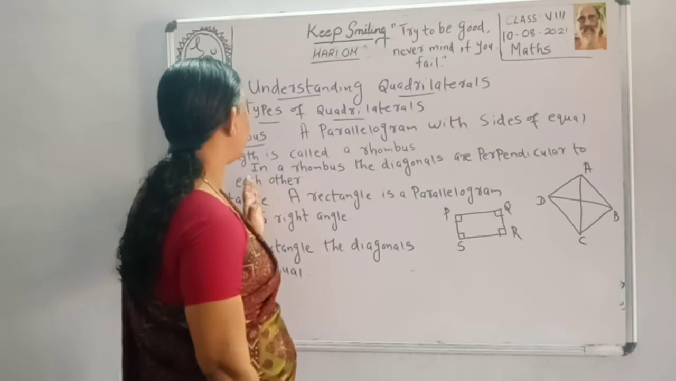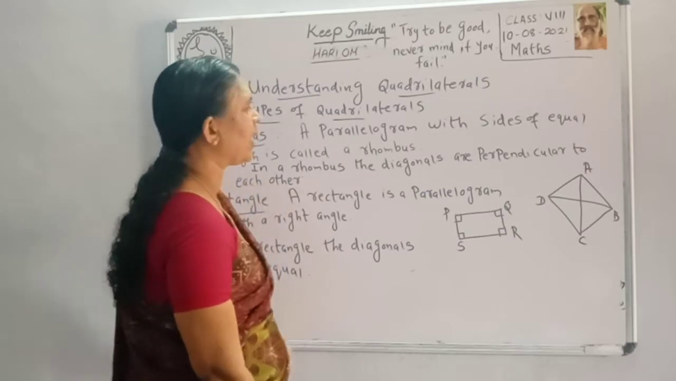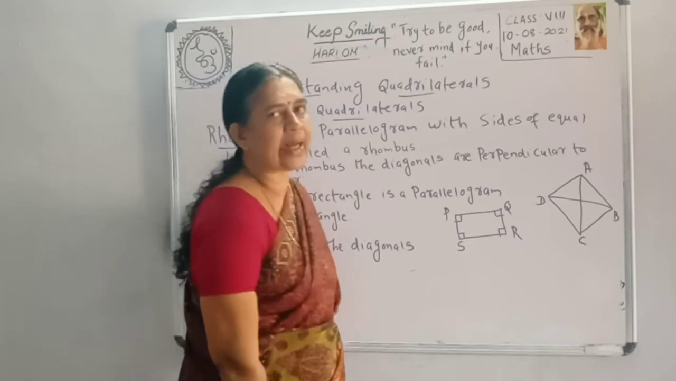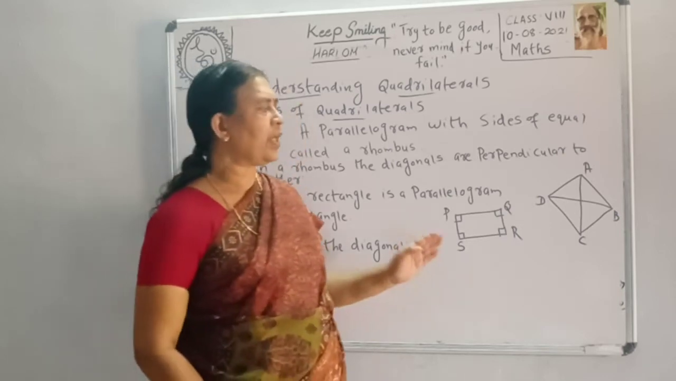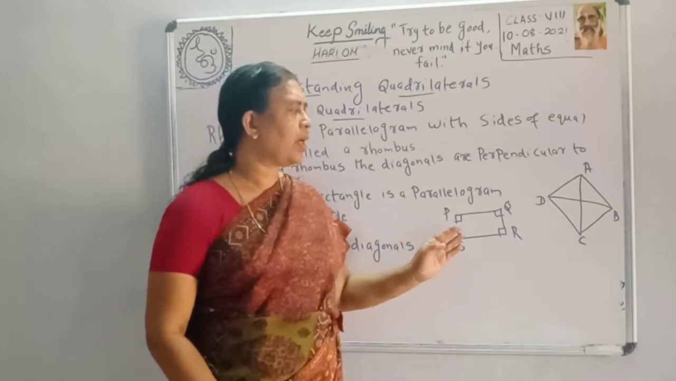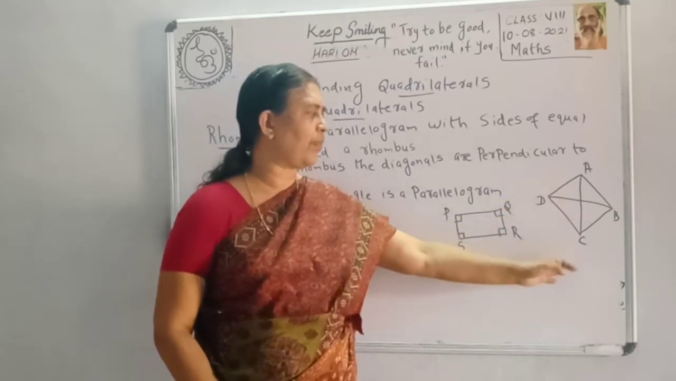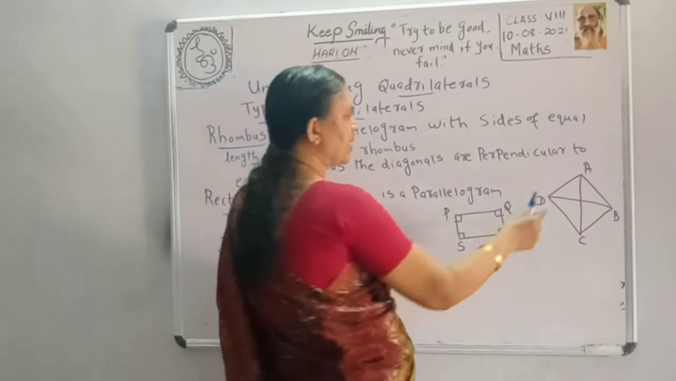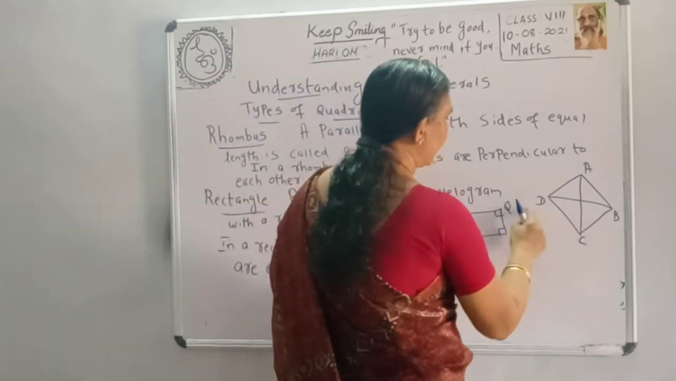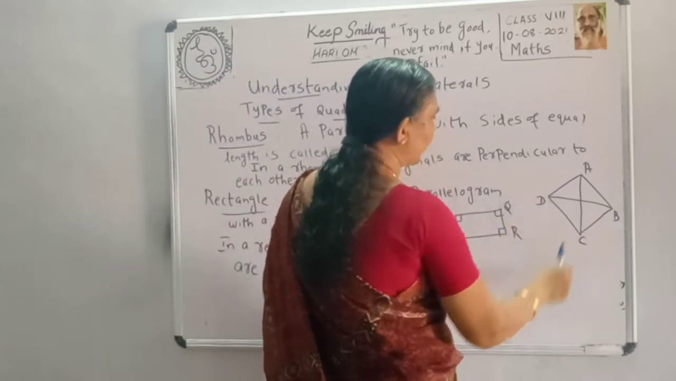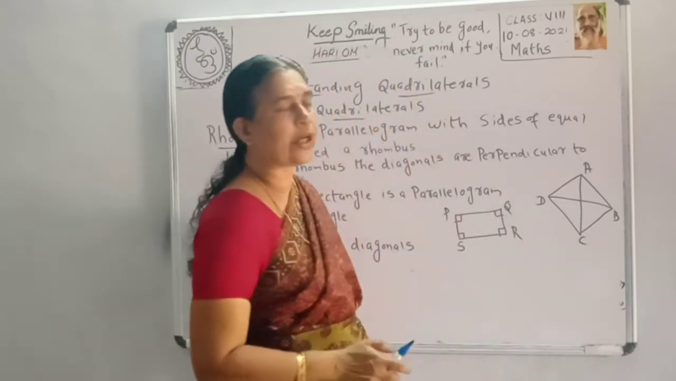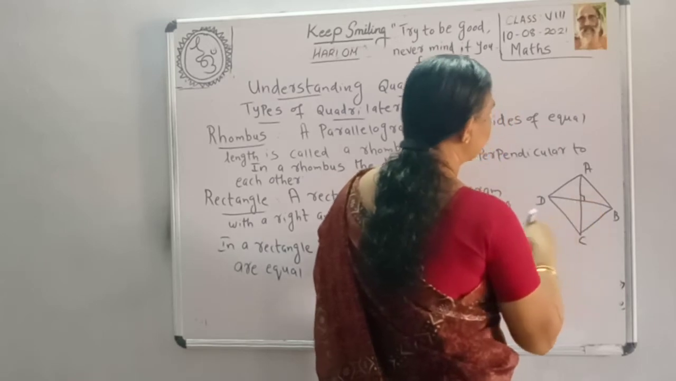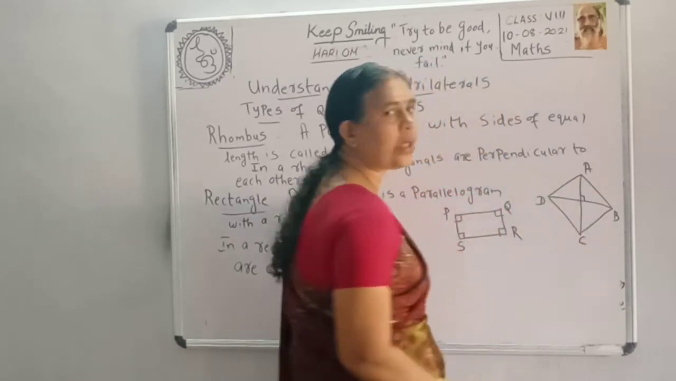Then, one more property for it. In a rhombus, the diagonals are perpendicular to each other. What do you mean by diagonal, Devanarayanan? If we join the opposite vertex of this quadrilateral, then we will get a diagonal. Then here what are the diagonals? AC and BD. Then in a rhombus, if you draw the diagonals, they are perpendicular to each other. Here there are angles. These angles are all 90 degrees. That is, they are perpendicular to each other.